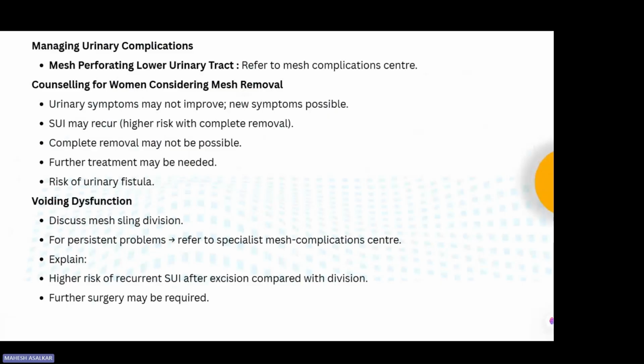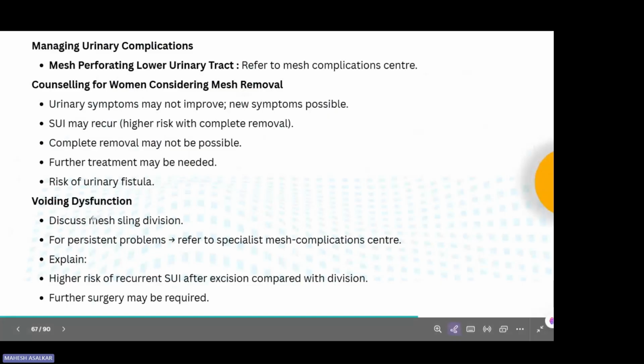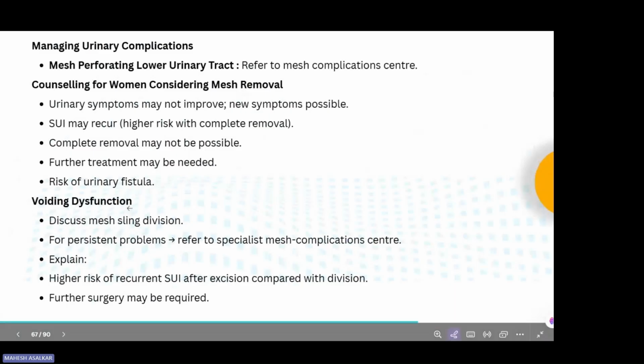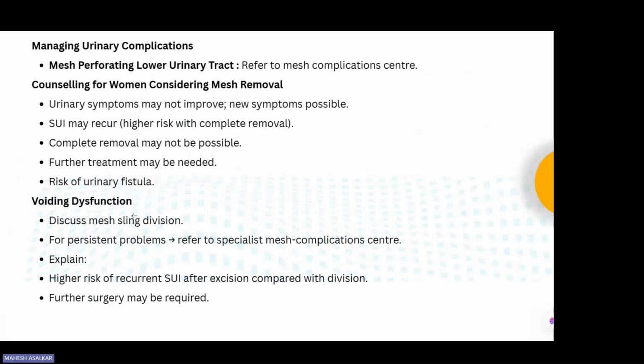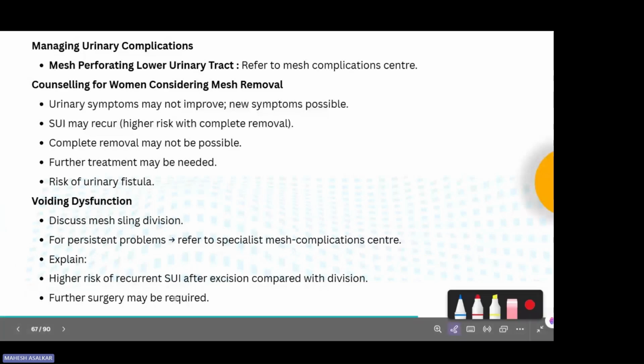If there is voiding dysfunction, then discuss mesh sling division. So if the patient has voiding dysfunction following SUI surgery, this can be a question, and you can go for mesh sling division. For persistent problems, refer to the specialist mesh complication center and explain the higher risk of recurrent SUI after excision compared with division. So there is a higher risk of recurrent SUI if you excise rather than divide the sling. And further surgery may be required.